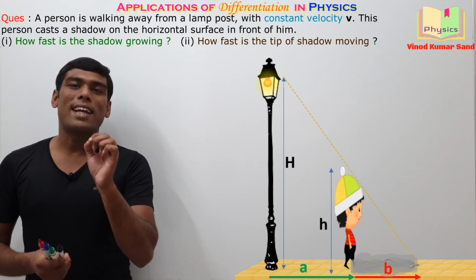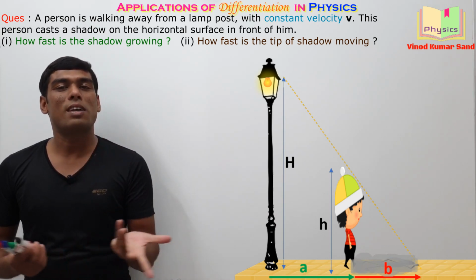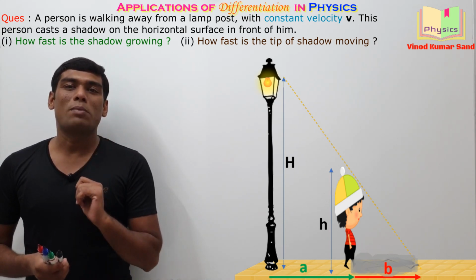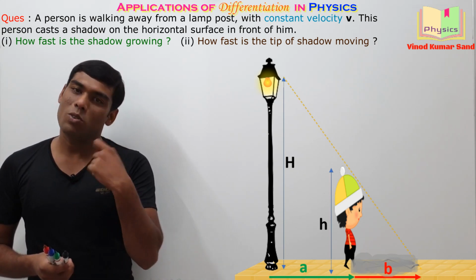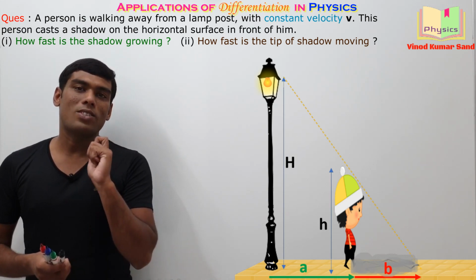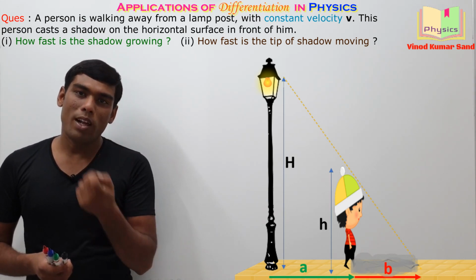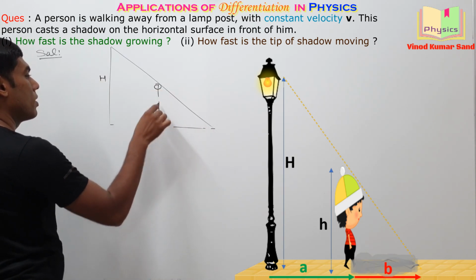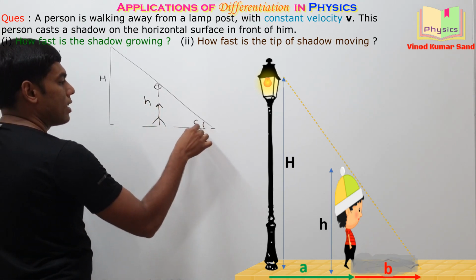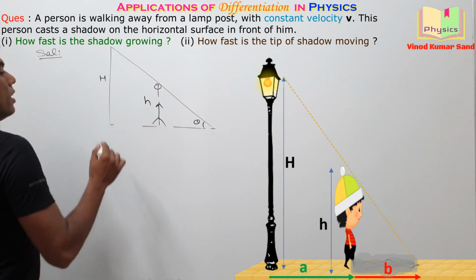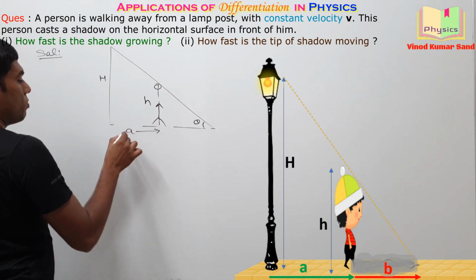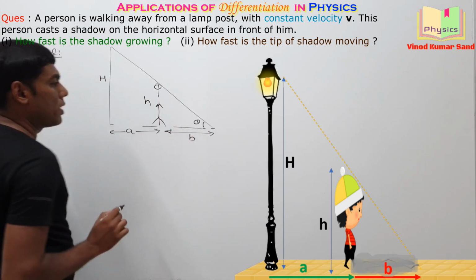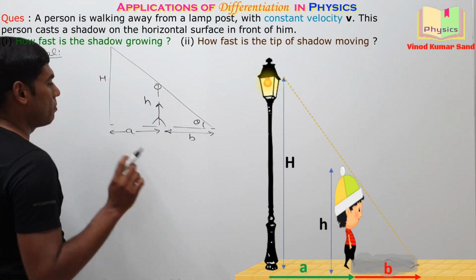First of all, we'll relate the variables and again differentiate them with respect to time, as we did in the previous question. Here, what is variable? The length of the shadow is variable, as well as the distance of the tip from the pole. Here is that person, let's say. This has height small h, this angle is, let's say, theta. Now, the distance of the person from the lamppost is given as A and the length of the shadow is given as B. We are going to relate all these parameters.